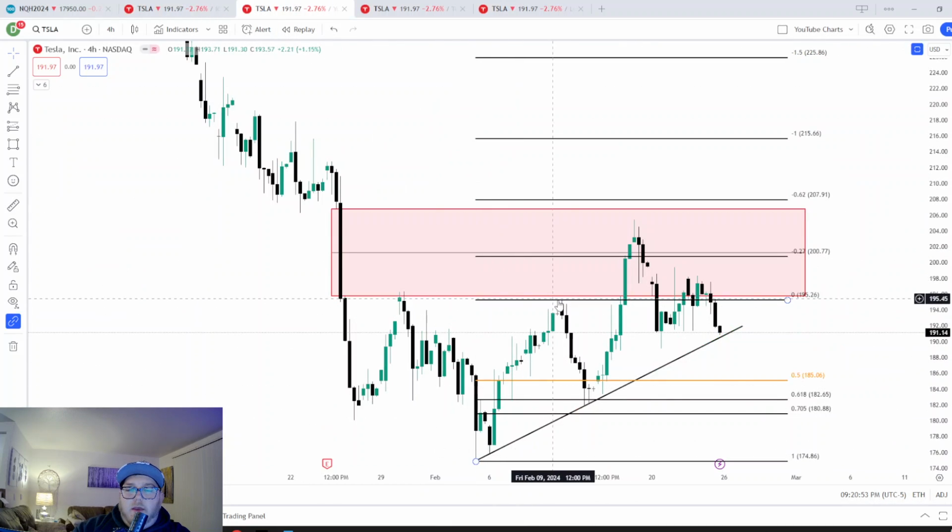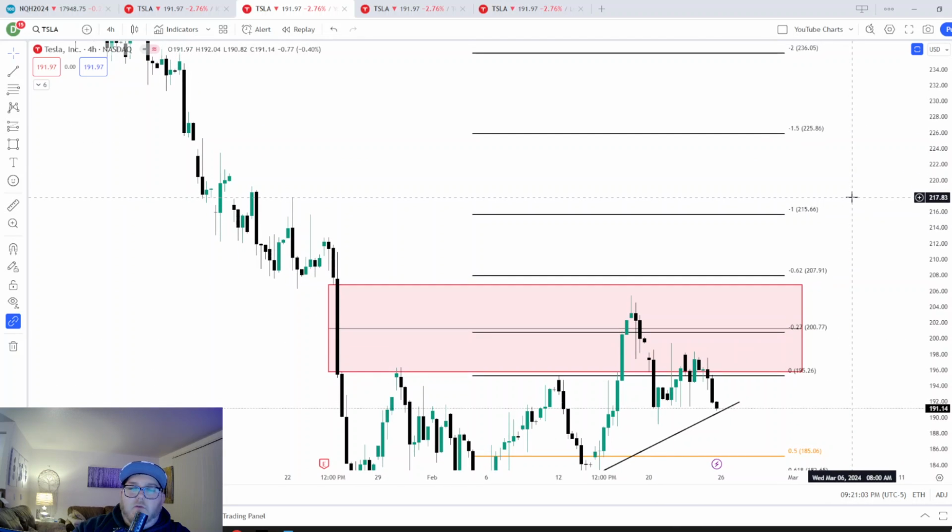And then if we're looking at this low to this high, right, back into optimal trade, so standard deviation 215.66. That puts us right around that 215, 216, 217 level, right? And then our two standard deviations on that fib level is 236.05.